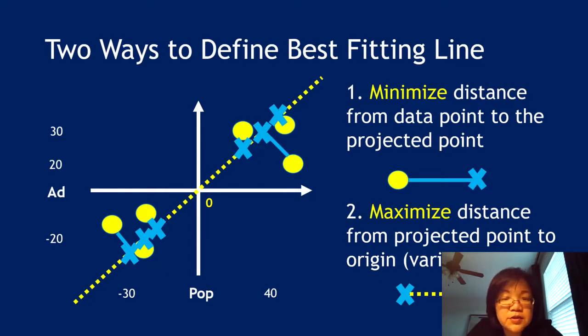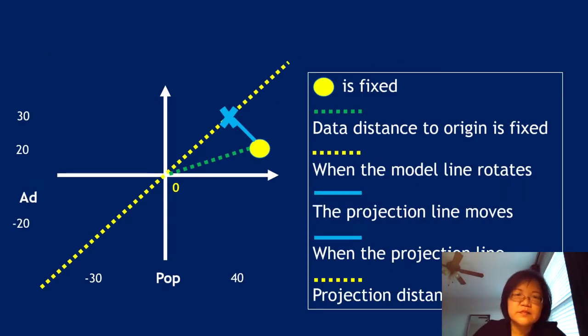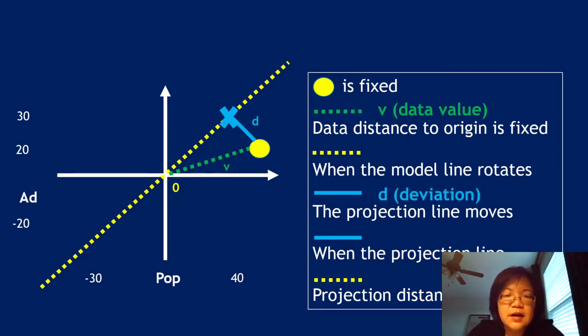So if we have 6 projections, the projections are the blue crosses, then we can measure the distance between these projections and the origin. So if we have 6 projections, we actually have 6 distances. And we can add them up and try to maximize them. The idea is that if the data value is fixed, then the data distance to the origin is fixed. So the green dotted line is fixed, and we'll call that V, the data vector or data value. Okay, so the green one is fixed.